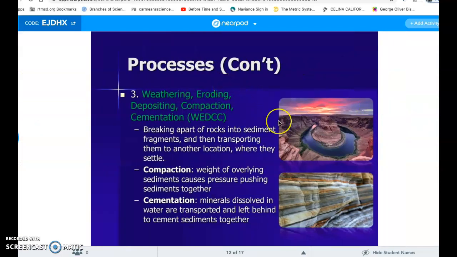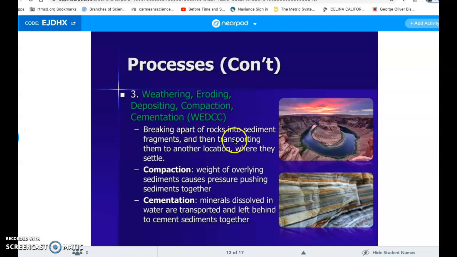The third process, and last, is WEDCC. Right? So this here, all of this is abbreviated and we say WEDCC. So what that means is weathering, eroding, depositing, compaction, and cementation is the process known as WEDCC, which makes up sedimentary rocks. So weathering is the breaking apart of rocks into sediment fragments.